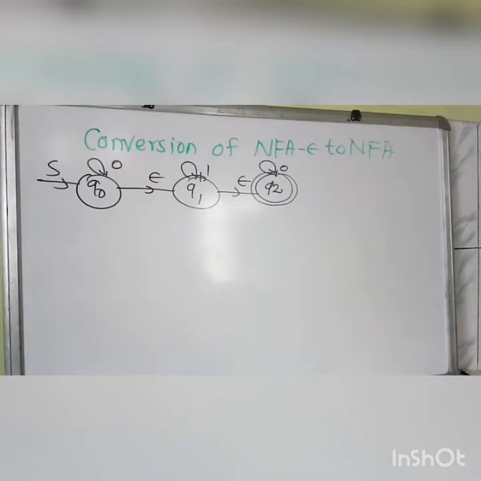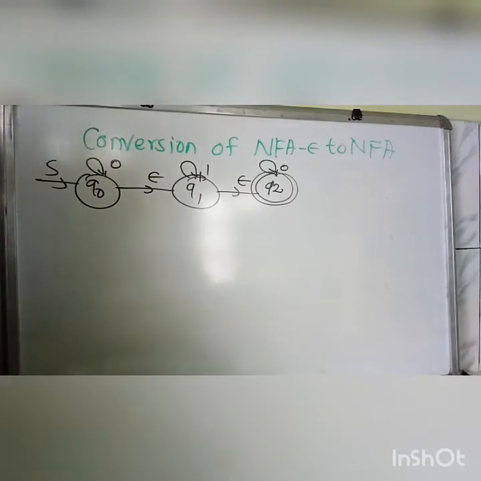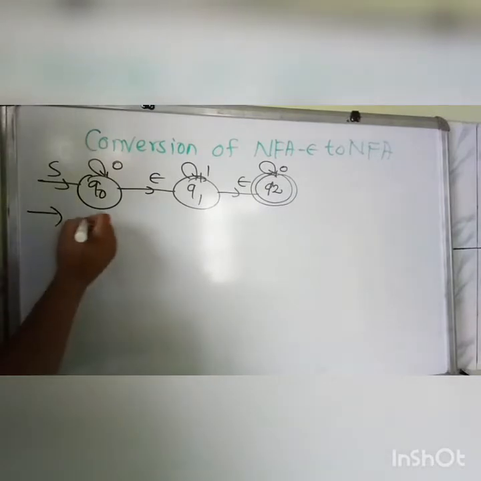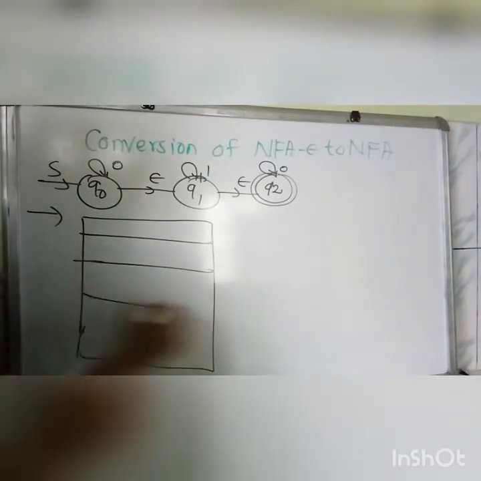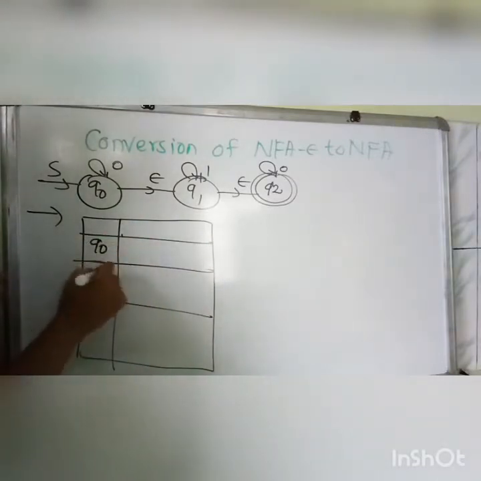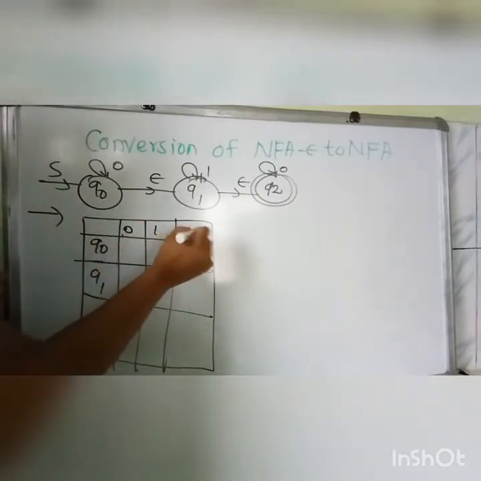In this video, we will see how to convert any NFA epsilon into its plain NFA. Means we have to convert it into a normal NFA. For that, first of all, we will try to design the transition table. We have to take three states Q0, Q1, Q2 and three inputs that are 0, 1 and epsilon.